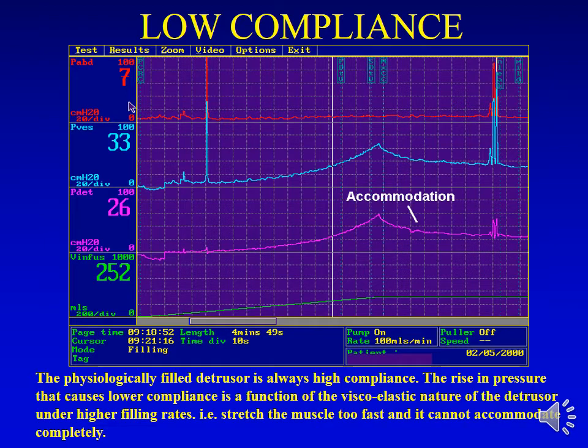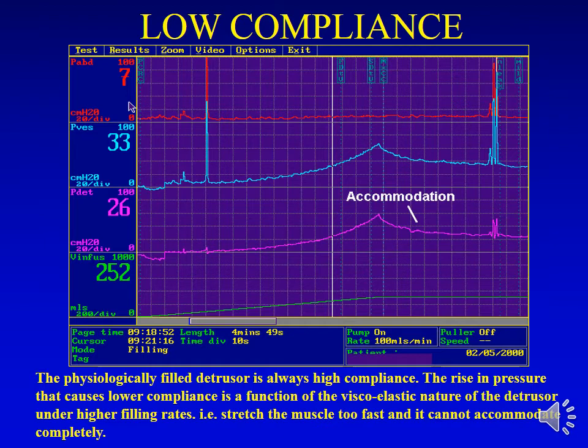Okay, low compliance. Compliance we calculate or interpret during the filling phase of the cystometry itself. Low compliance means when somebody pushes in saline, or when the bladder fills up, pressure starts mounting very high. It slowly mounts. It's not due to a phasic contraction of the bladder, but due to something like a rigidity of the bladder, where there's low compliance.